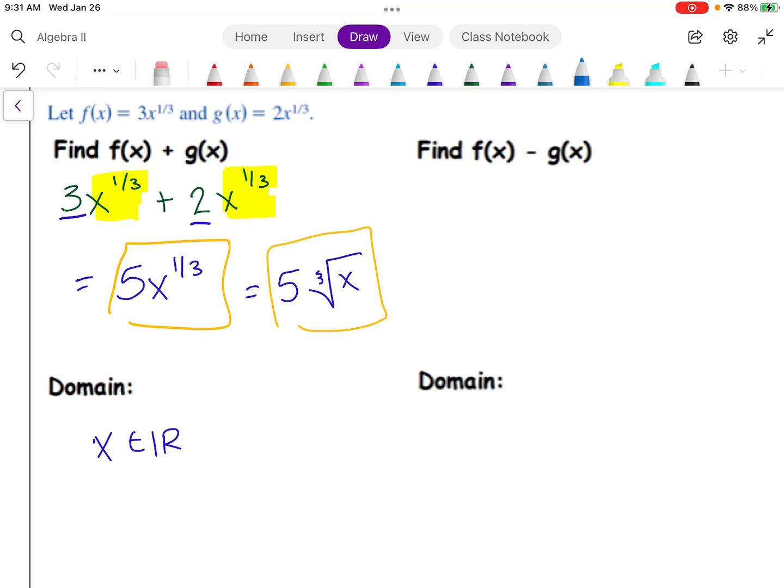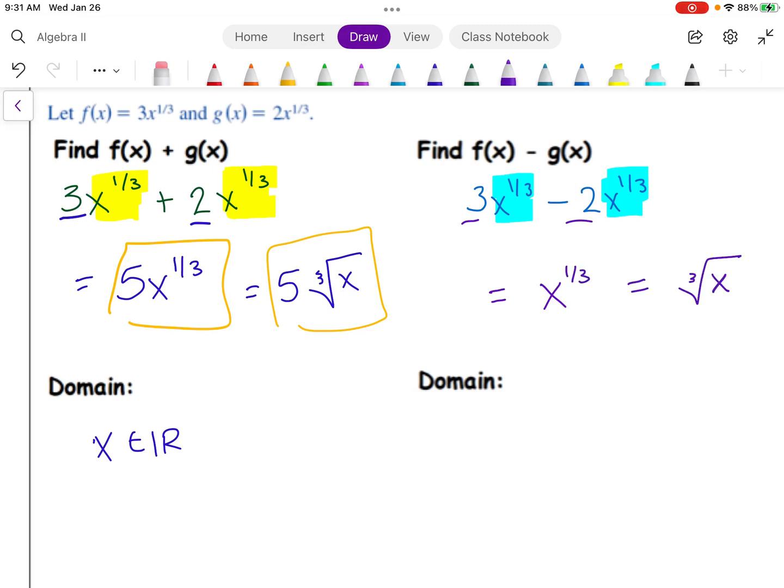Looking at f of x minus g of x, well, we have 3 times x to the 1/3 minus 2 times x to the 1/3. Well, again, they have the same term, right? X to the 1/3 power, same base, same exponent, so they're like terms, which means we're just taking 3 and subtracting 2, which leaves us with 1, x to the 1/3 power, or if you wanted it in your radical notation, that would be the 3rd root of x.